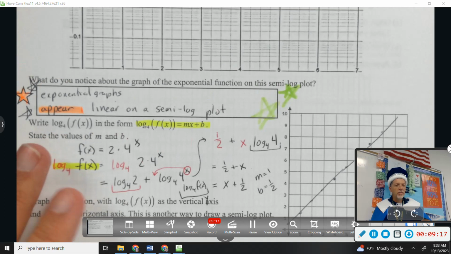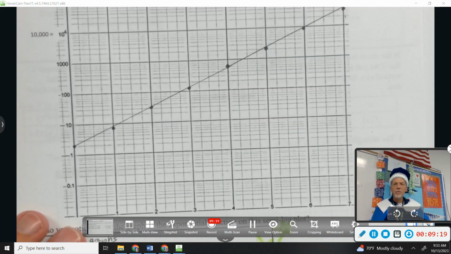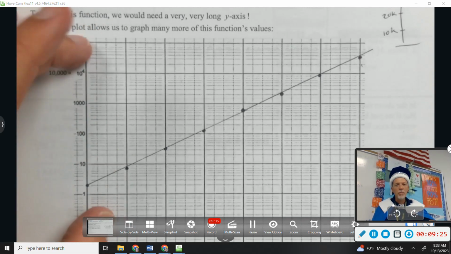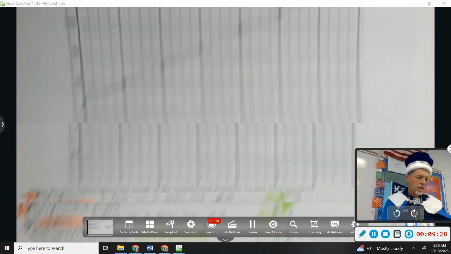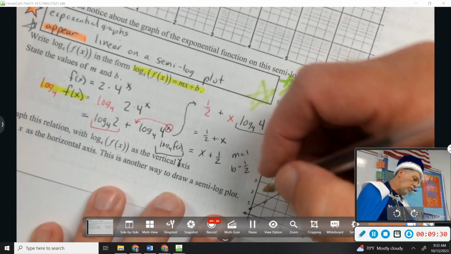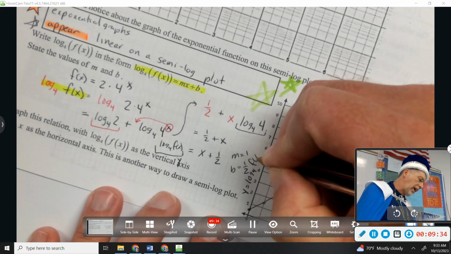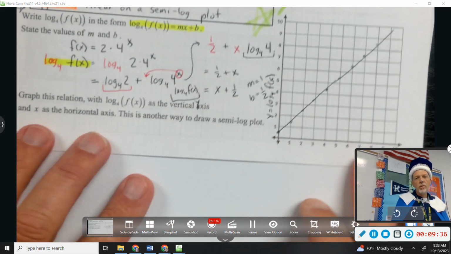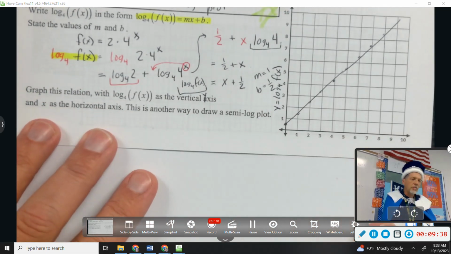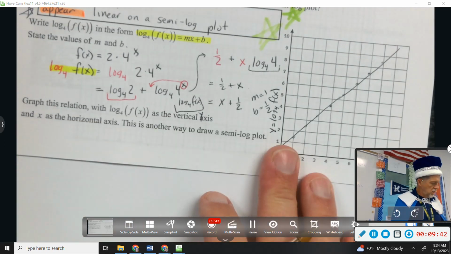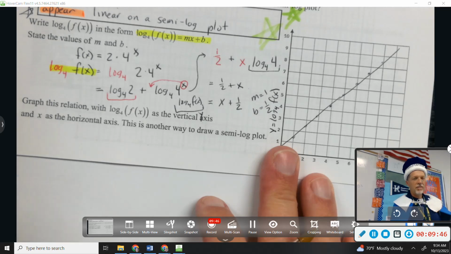It's kind of weird that those two graphs are showing the same information. One of them, the log is taken care of on the graph. The graph paper has the log sort of built in. On this one, the y-axis was log base 4 of f of x. They both dealt with the log kind of different ways. Both linear. Well, they both appear linear, I guess I should say.